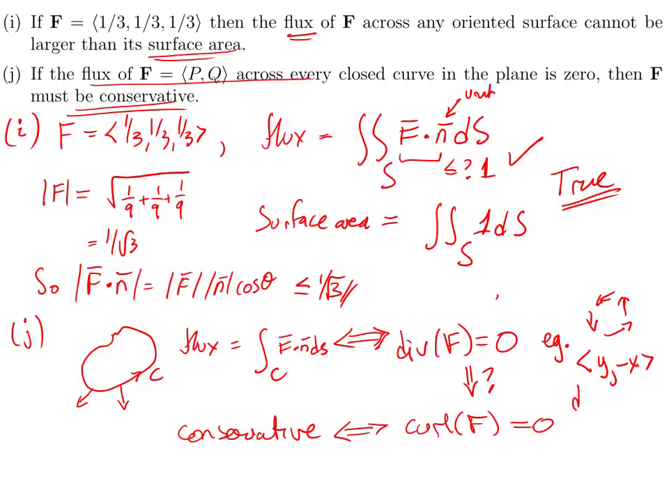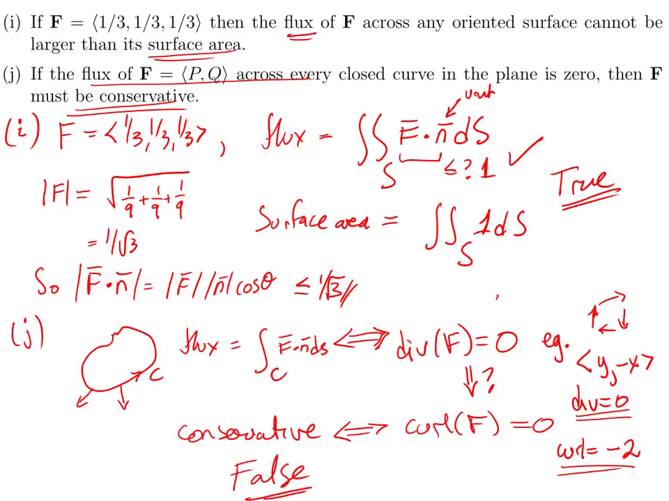So this component, the divergence is 0, but the curl, which is qx minus py, is minus 2. Okay. So actually, okay, this should be going in the opposite direction. Right. Mess this up. Okay. But in any case, we now have a vector field whose divergence is 0. So by Green's theorem, the flux is 0 across every curve, but the curl is not 0, so it's not conservative. So this is also false.